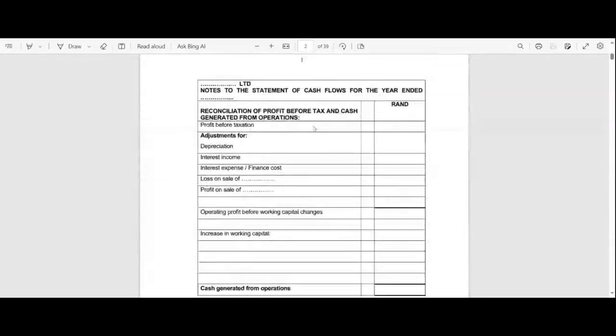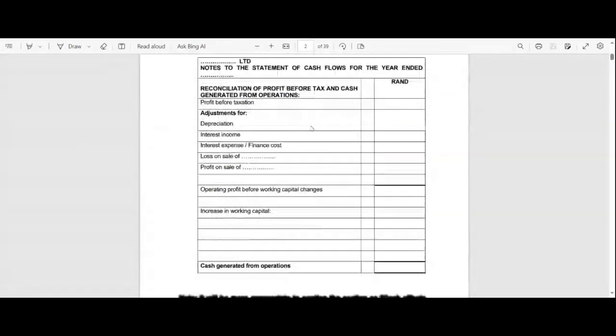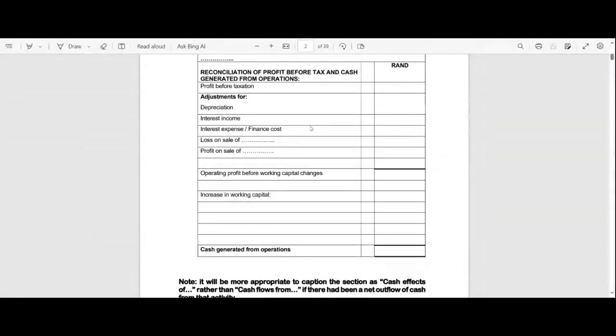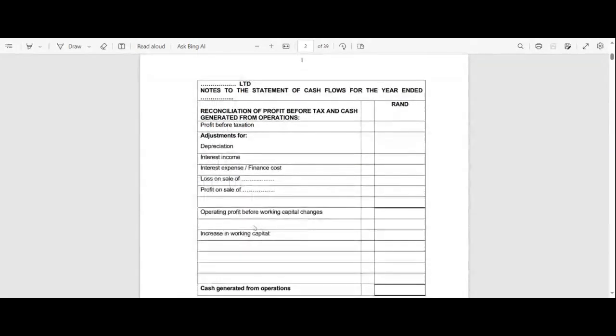Then just the last word, ladies and gents, on the note. When it comes to the note, everything now sort of changes, as we've said earlier on. Now we are not looking at cash flows. We are working our way towards a cash flow. I'm going to repeat that because it is important to understand.